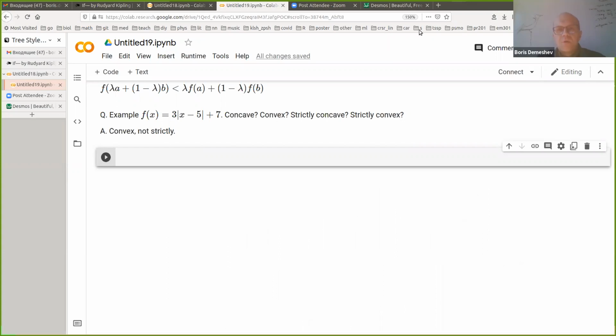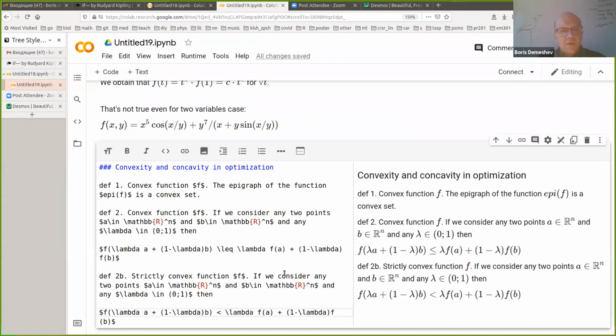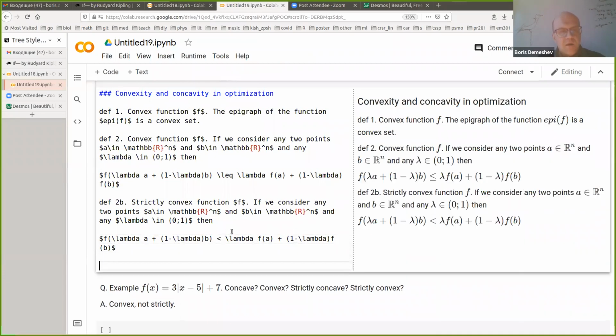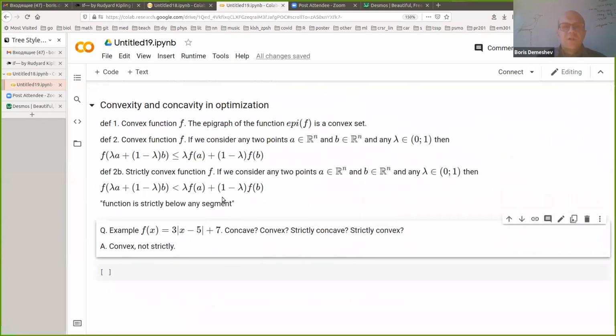Let's go back. Maybe I should add some words. That means the function is strictly below any segment. If I say this inequality in words, I would say the function is strictly below any segment. But it is not always true for the absolute value of x.